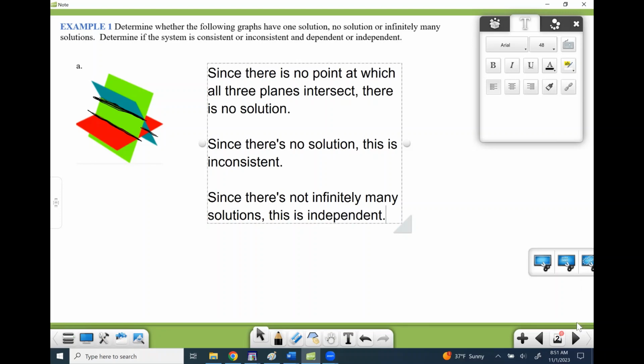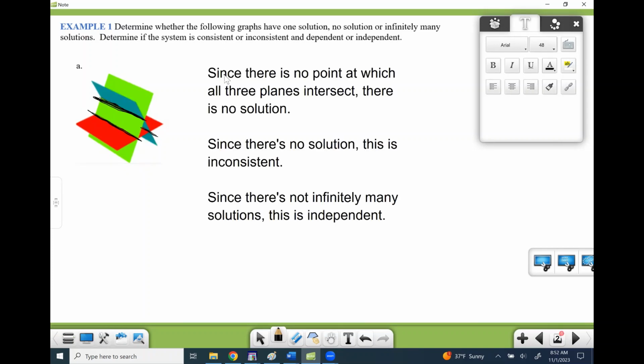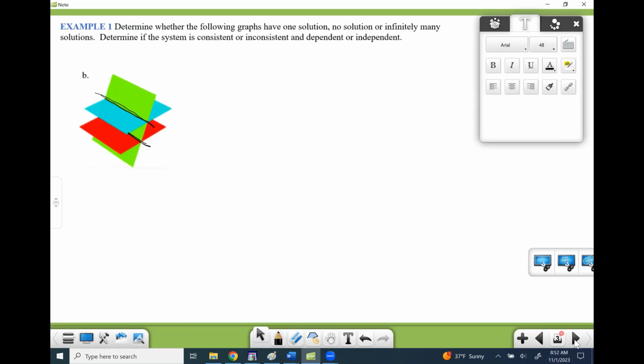Okay, let's try the next one. Okay, so we're looking for the spot where all three planes intersect. So we can see that we have the lime green and the blue intersecting there. And we can see that we have the lime green and the red intersecting there. But unfortunately, there's no way for all three planes to intersect because this blue one and this red one are actually parallel. So since they'll never touch, then there's not a spot where all three could possibly touch, okay? So basically, this is going to be the exact same thing as the last one. So I'm just going to copy that and paste that here.